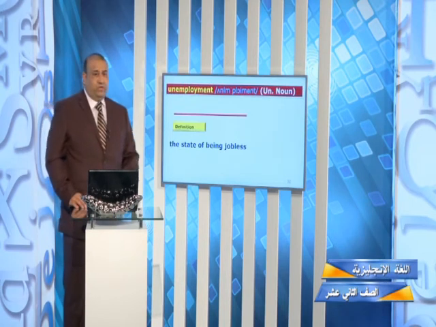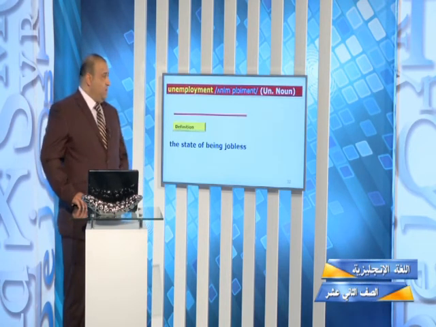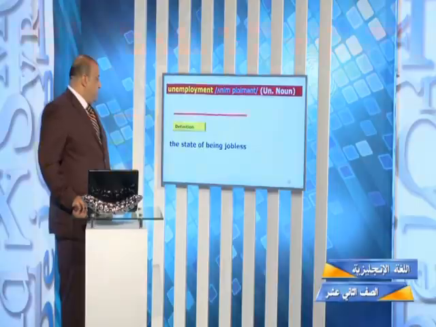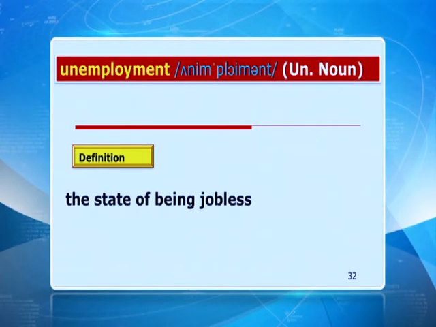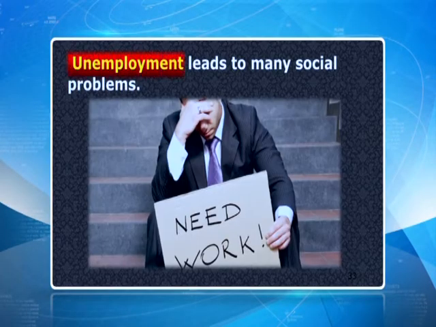The following word is unemployment. Unemployment is an uncountable noun, which means the state of being jobless. For example, unemployment leads to many social problems.